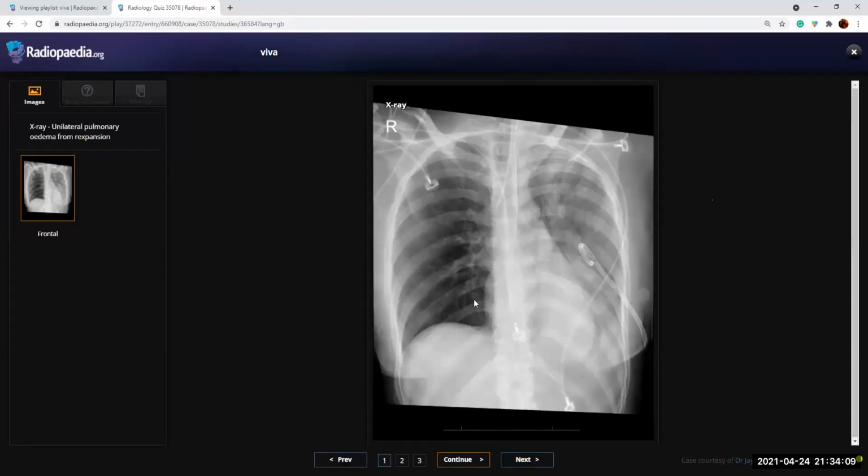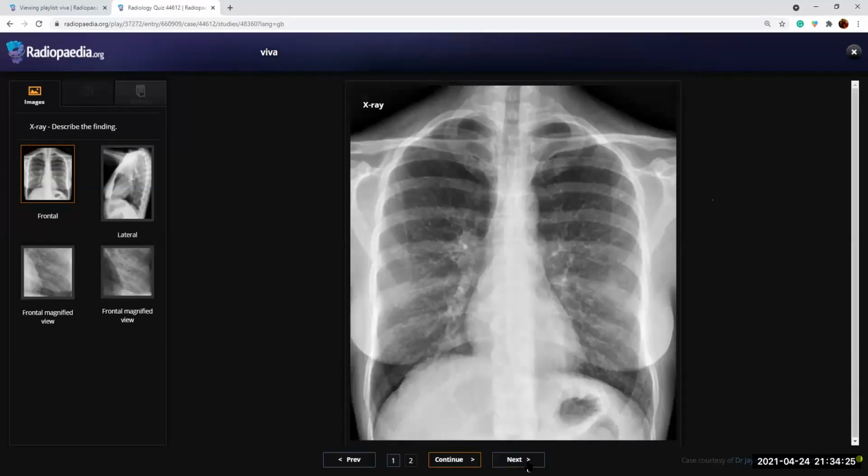Then coming to this, you got it right, except that you did not notice the endotracheal tube. It is re-expansion pulmonary edema, but you have to mention the endotracheal tube, which was misplaced. Then this also is calcified varicella pneumonia, so again it's a leave-it-alone lesion, nothing to worry about.